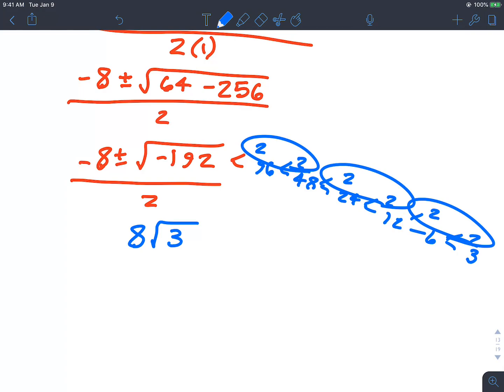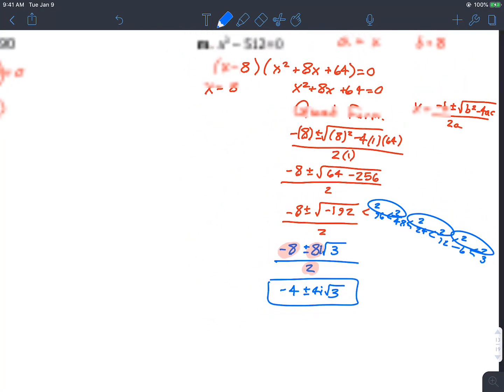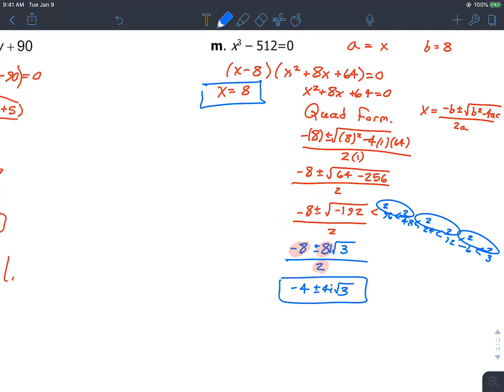Since there was a negative, I'm going to put not only 8, I'm going to put 8i. Then you still need plus or minus. And then the last thing here is, since everything is divisible by 2, write that as negative 4 plus or minus 4i square root of 3. And that is 2 of your solutions, and then way back up here, that was your other solution.